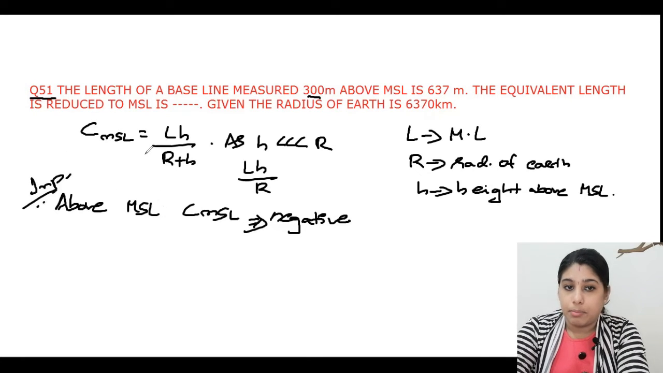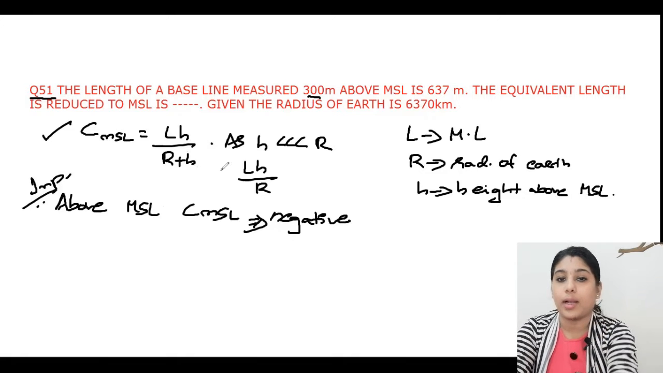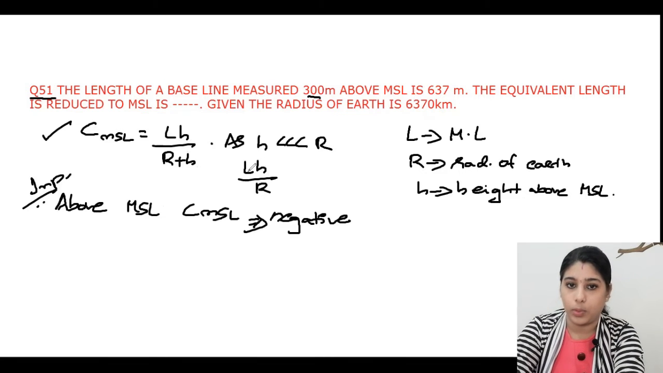So the mean sea level correction value is always LH by R plus H. As we know that our H value is very small when compared to R. So when we add something with a greater value R, it will be a very minute value. So for easiness of calculation, we are taking it as LH by R only.